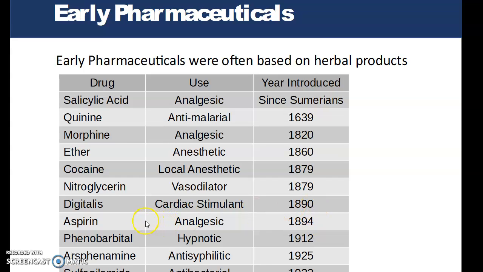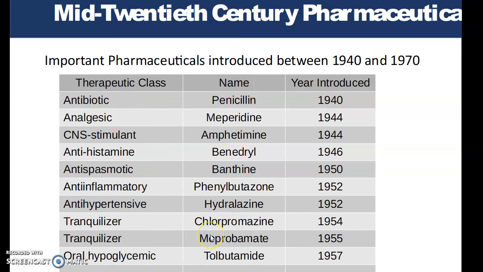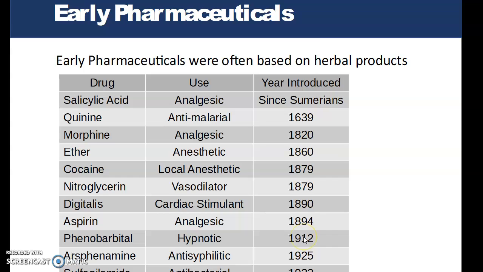1890. Aspirin, essentially the acetylsalicylic acid version of the earlier drug, is an analgesic. That started in 1894 by Bayer over in Germany. Phenobarbital as a hypnotic, in other words, something they used as an alternate anesthetic to ether, started in 1912. Arsphenamine was an antisyphilitic in 1925, and sulfanilamide was an antibacterial in 1932.